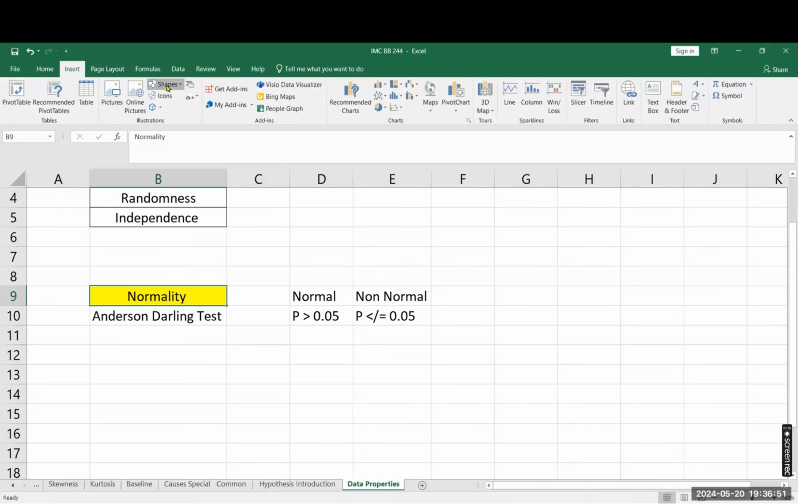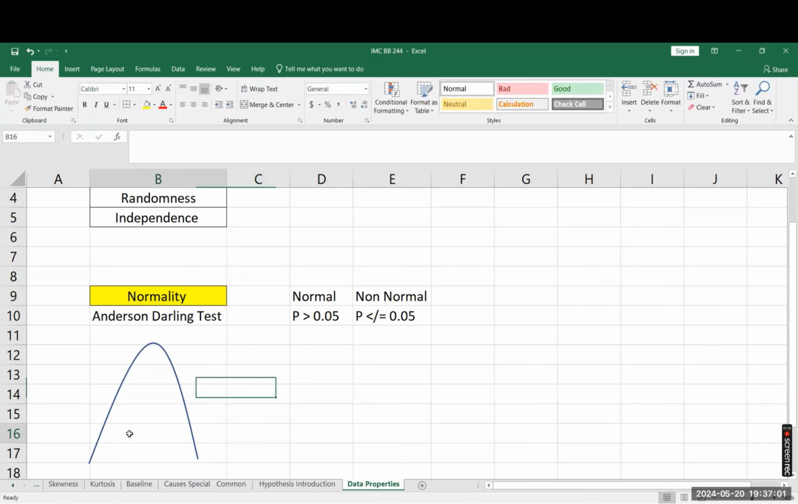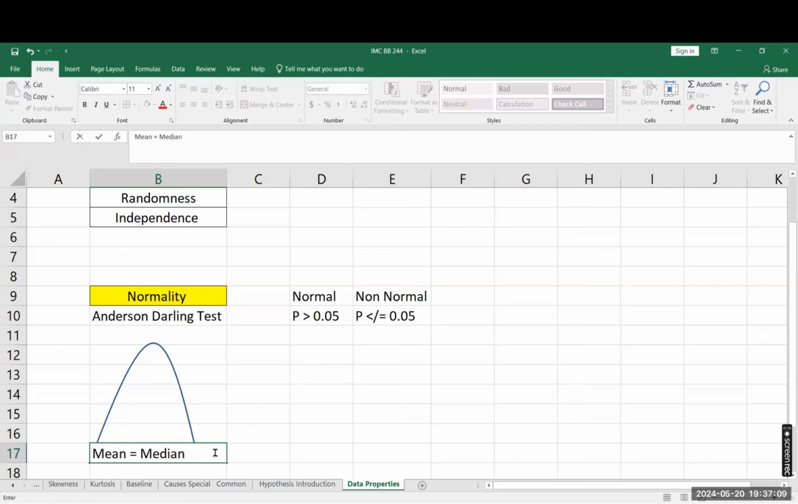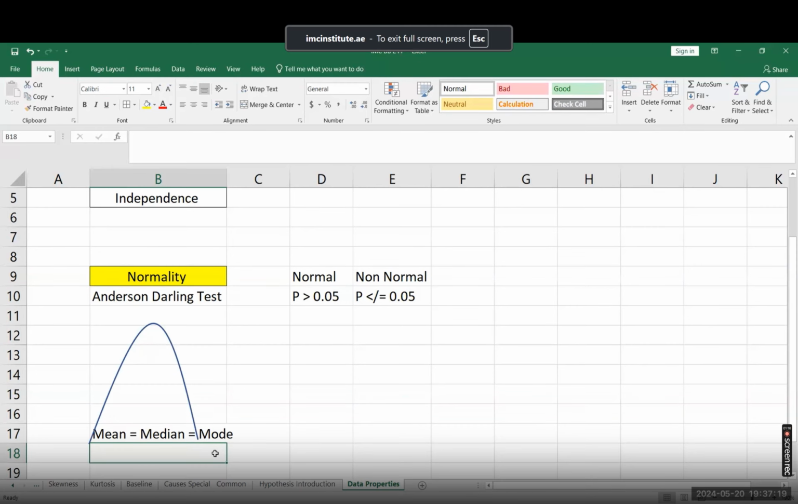Normality means the distribution of the data is bell-shaped, which means the mean value of the data, which is the average, is equal to median is equal to mode. Mean value of the data is equal to median is equal to mode.